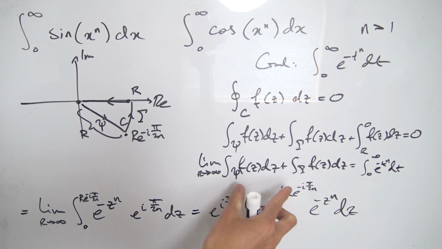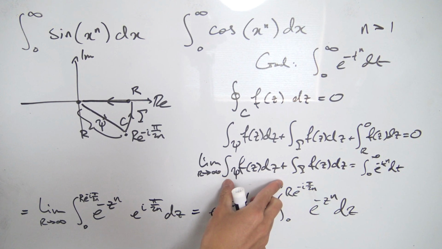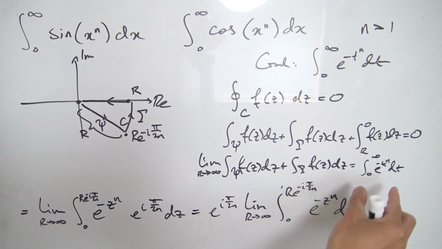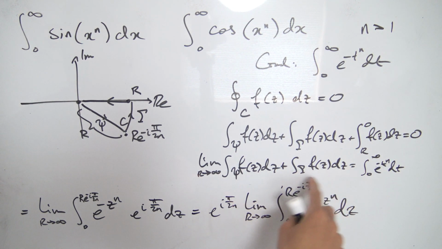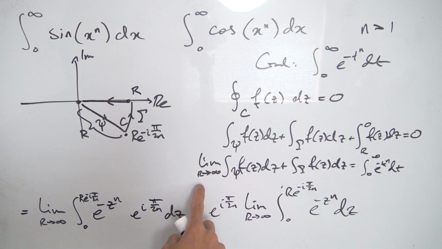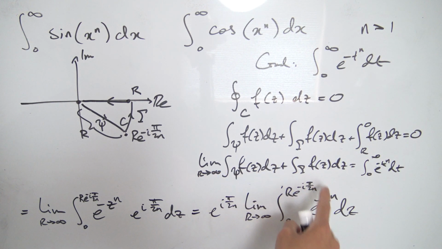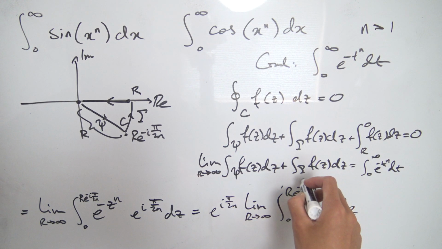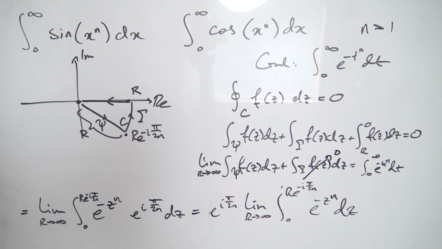As you can see, we have this nice relationship between the integral over psi and our goal integral. We're just off by this integral over gamma. And in fact, if you apply this limit as r approaches infinity on the integral over gamma, it actually vanishes off to 0, and hence you can show that the integral that we have right now, in the limit as r approaches infinity, is really the same thing as the integral from 0 to infinity of e to the minus t to the n dt. So these two integrals are the same thing.